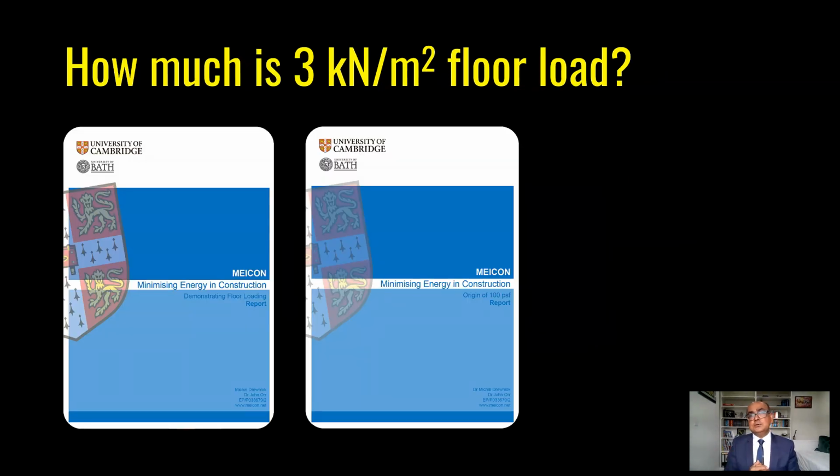How much is a 3.0 kilonewton per meter square floor load? Quite often, we don't visualize how much load we have on floors. And quite often, we over-design these structures. And here, this is a really interesting study by the University of Cambridge. What does a 100 PSF load mean, demonstrating floor load? These are 2 reports which I have used to demonstrate that.